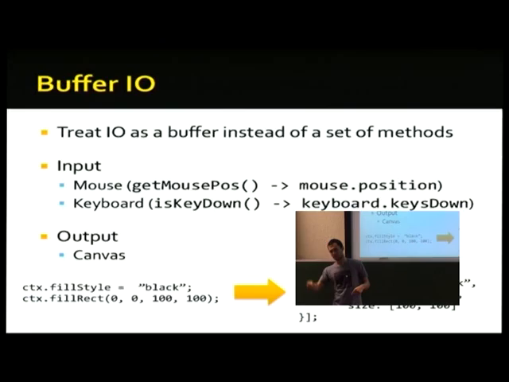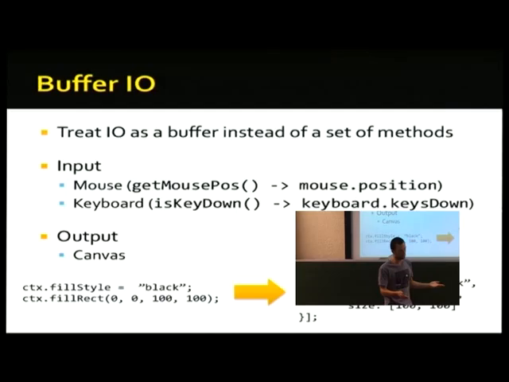Oh, they pushed the keyboard down. Okay? Or similar for the mouse. The mouse moved. Okay, I've got to do something about it. And so what we do is simply transform those over to memory. So for example, what's the position of the mouse? Well, rather than binding to an event or calling a getMousePosition function, we just have that available already. Mouse.position just gives you the position of the mouse.